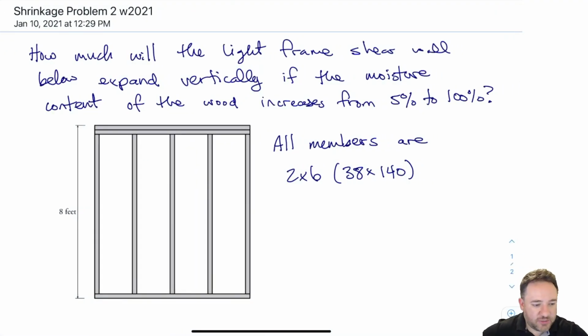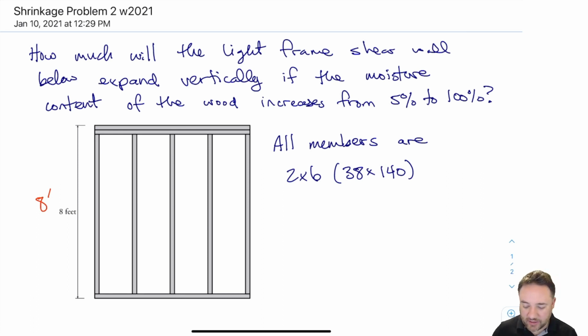Here we have a light frame shear wall, which we talked about in the examples on what wood structures look like. This shear wall is 8 feet tall, which is a typical size for a shear wall. Why is that? Because plywood comes in 4 foot widths. They're basically 4 by 8, so you don't have to cut your plywood.